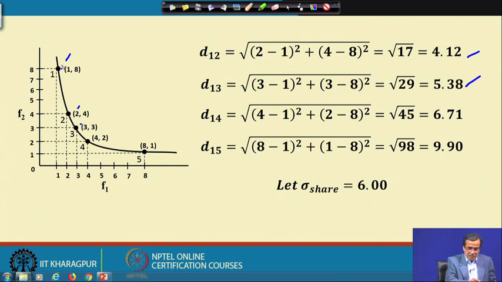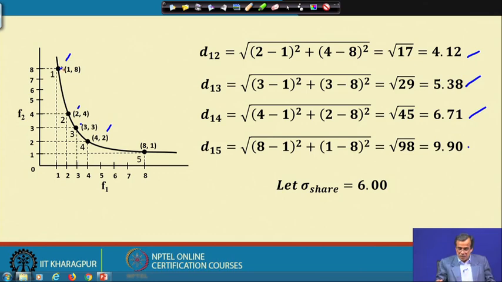Next we try to find out the Euclidean distance between 1 and 4, and following the same principle I will be getting 6.71. Next is the Euclidean distance between 1 and 5, and I will be getting 9.90. So, these are all Euclidean distance values calculated with respect to the point 1.